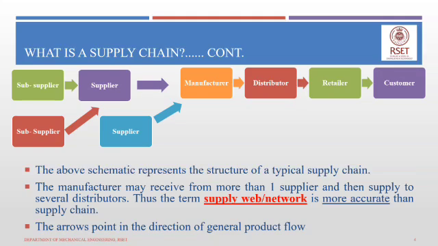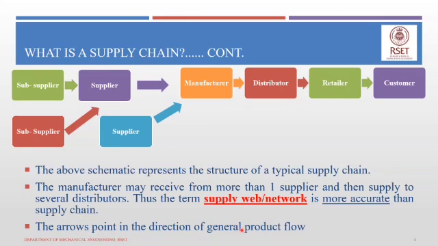Now the above schematic represents the typical structure of a supply chain. It consists of a supplier, manufacturer, distributor, retailer, and a consumer. The supply chain essentially always consists of the manufacturer and the consumer, because these are the most basic entities of any supply chain in most cases. The consumer is the most important part of any supply chain. The basic objective of a supply chain is to meet consumer demand, right? The arrows here point in the direction of general product flow. We're talking about the flow of materials or the product in general.